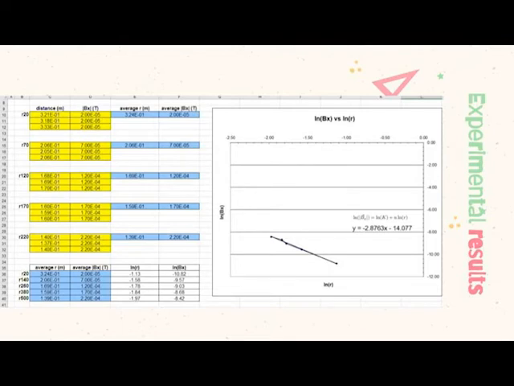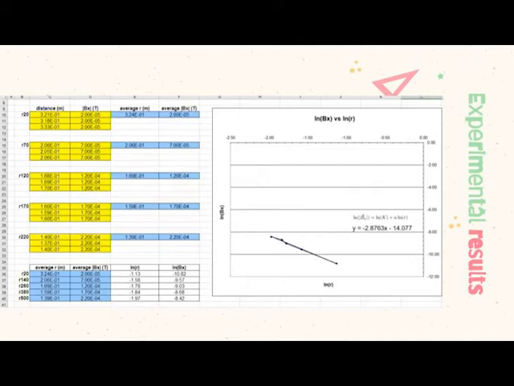This slide shows the results of my on-axis magnetic field experiments. The equation for my line of best fit, y equals negative 2.8763x minus 14.077, is equivalent to the formula ln(Bz) equals ln(k) plus n ln r. My value of negative 2.8763 is my experimental distance dependence, which is relatively close to the expected value of negative 3.